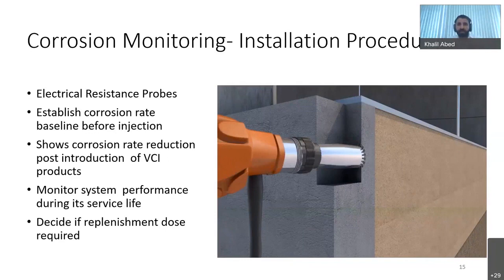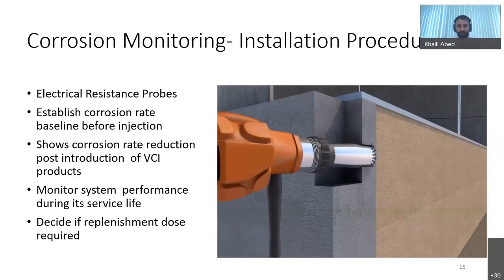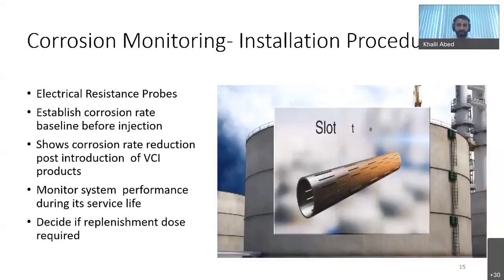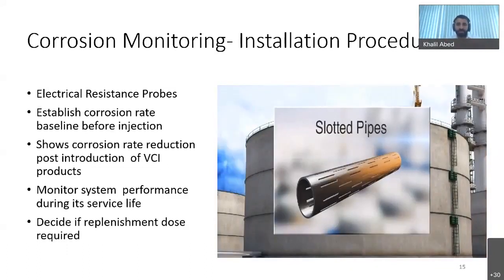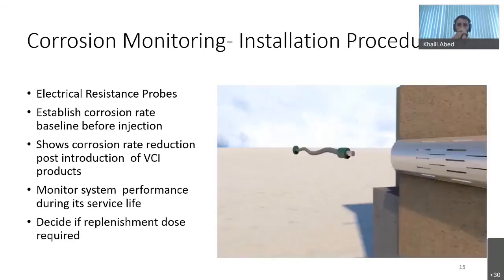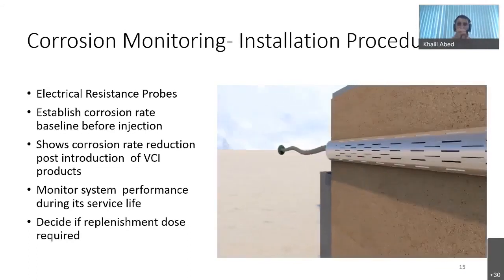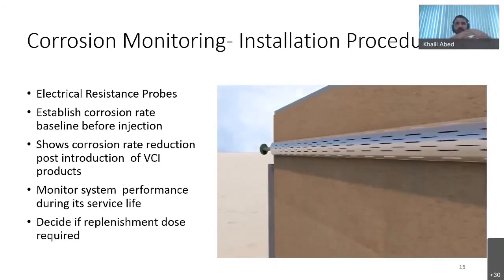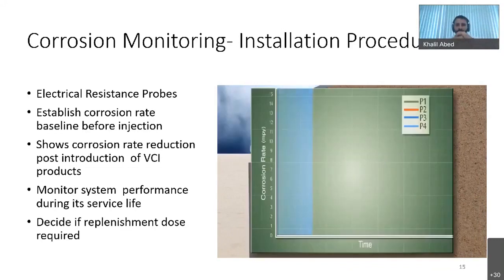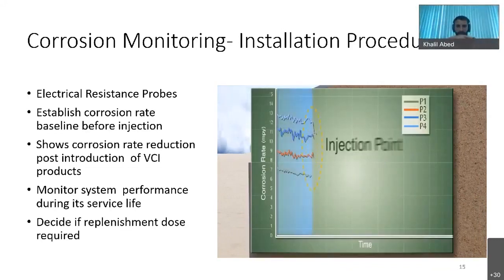Multiple probes, depending on the size of the tank, are installed by core drilling through the ring wall, pushing a PVC tube under the tank and inserting the probes under the tank foundation through the slotted PVC tubes. Probes are usually installed 2 to 8 weeks before injection of the VCI material to create a corrosion rate baseline.